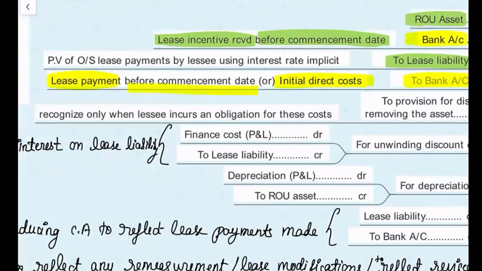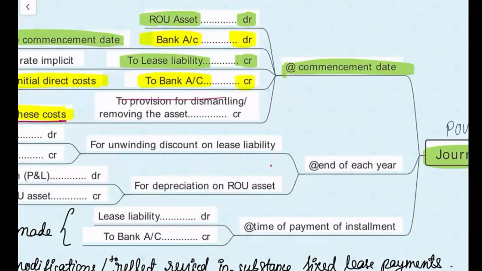If you are incurring an obligation for these costs, suppose in the question it is given that you have to dismantle the asset at the end of a few years, then for that, right now itself, you have to create a provision. So you have to recognize this when you incur an obligation for these costs. If you have an obligation, you have to do this entry, which is provision for dismantling and removing the asset. You have to credit it.